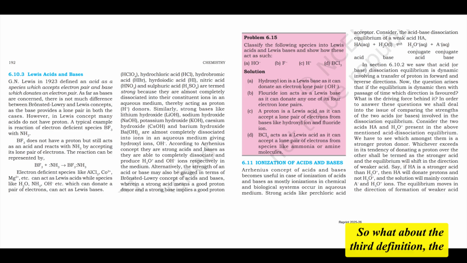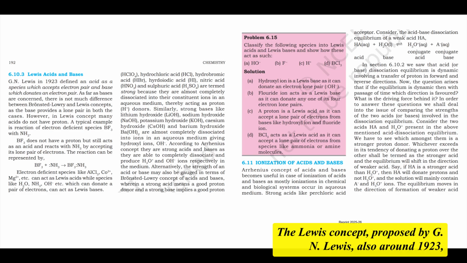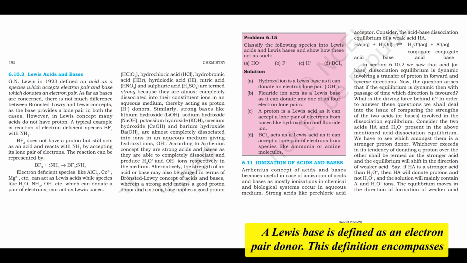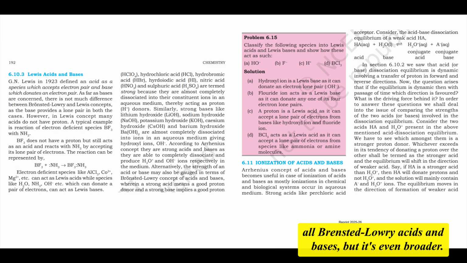So what about the third definition, the Lewis acids and bases? How is that different? The Lewis concept, proposed by G.N. Lewis, also around 1923, provides the most general definition of acids and bases, focusing on electron pairs rather than protons. A Lewis acid is defined as an electron pair acceptor. A Lewis base is defined as an electron pair donor. This definition encompasses all Brønsted-Lowry acids and bases, but it's even broader.